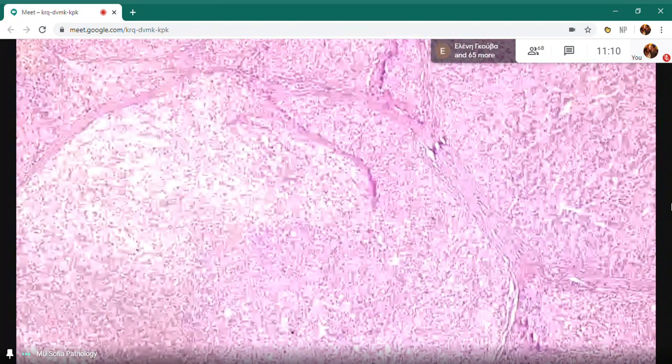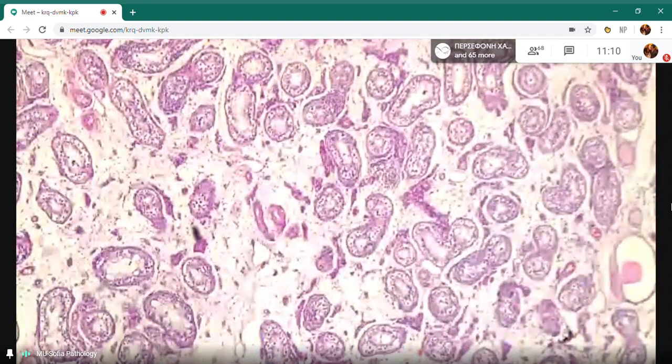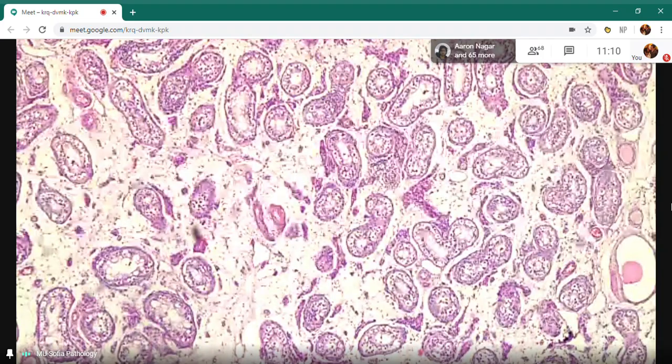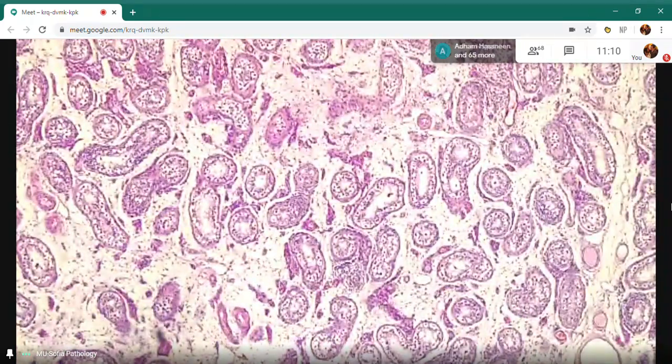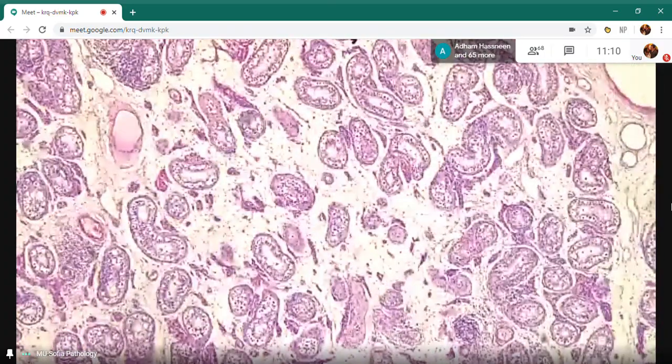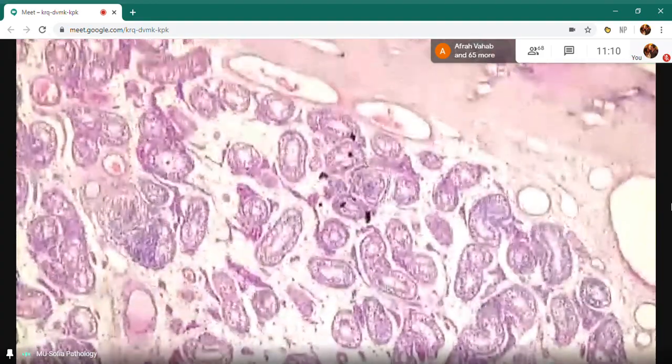Okay, we move to the next malignant tumor, malignant epithelial tumor. Again, it's your turn to recognize the organ. Testicles? Yes, this is testis.